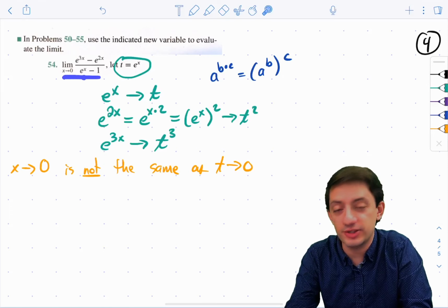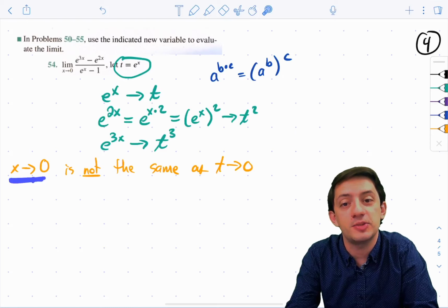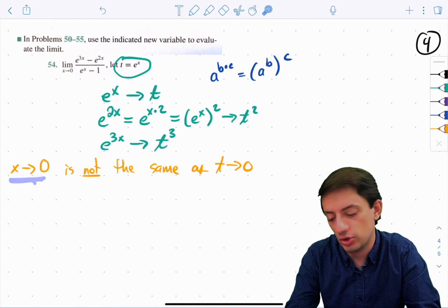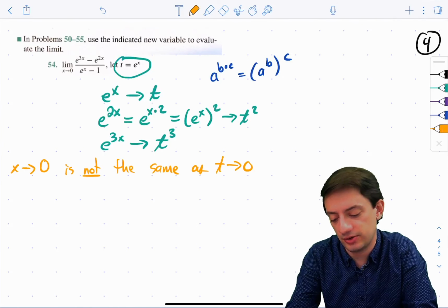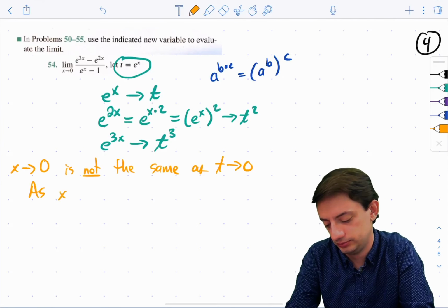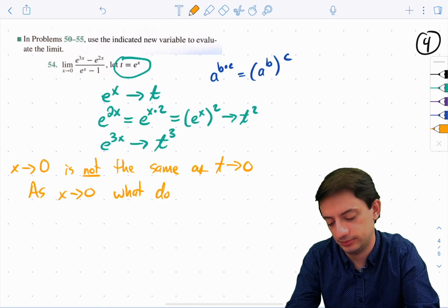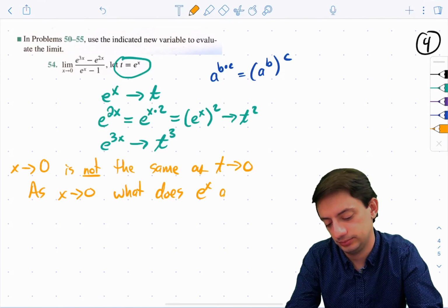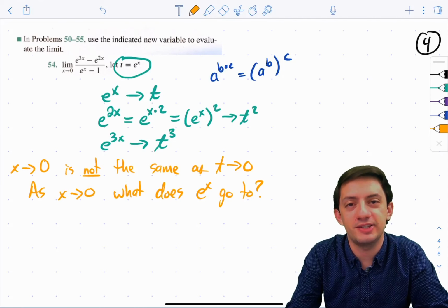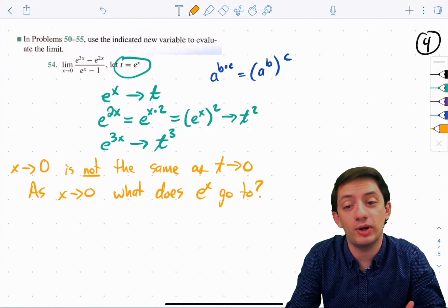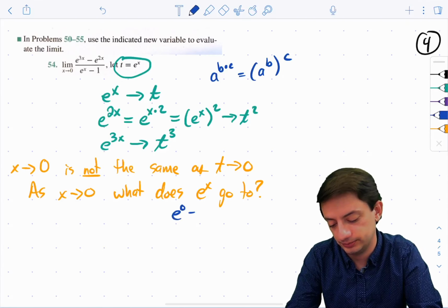X goes to 0, that's our old variable. If we're going to change our variable, we need to make sure to adjust this part as well. So let's think about our substitution. As x goes to 0, what does e to the x go to? Well, e to the x is a nice continuous function. So in order to know what it goes to as x goes to 0, we can just plug in 0. That's e to the 0 equals 1.